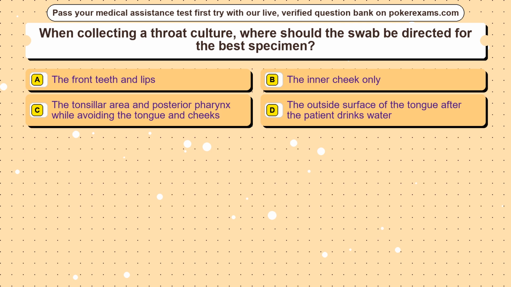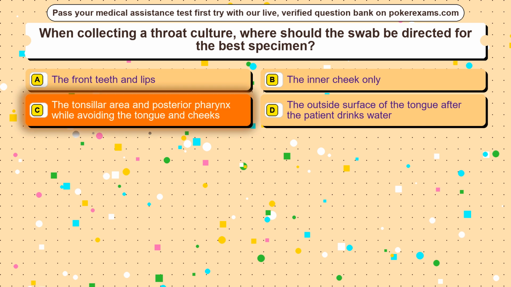Question 20. When collecting a throat culture, where should the swab be directed for the best specimen? Option A, the front teeth and lips. Option B, the inner cheek only. Option C, the tonsillar area and posterior pharynx while avoiding the tongue and cheeks. Option D, the outside surface of the tongue after the patient drinks water. The correct answer is option C, the tonsillar area and posterior pharynx while avoiding the tongue and cheeks.